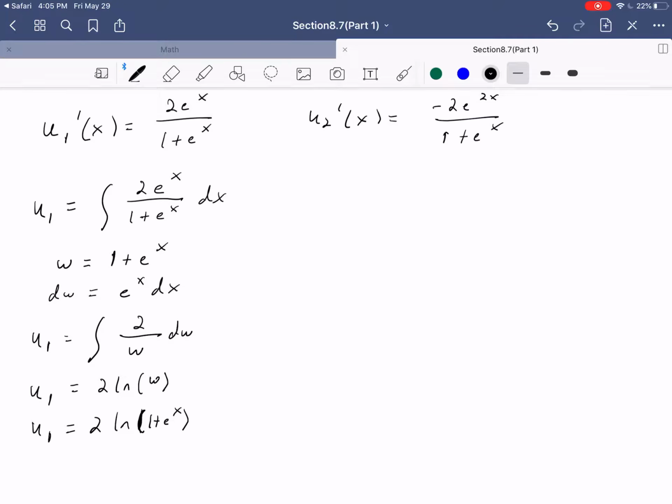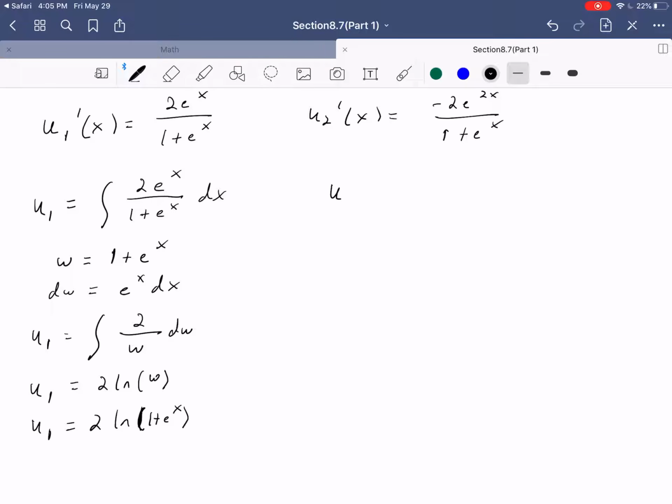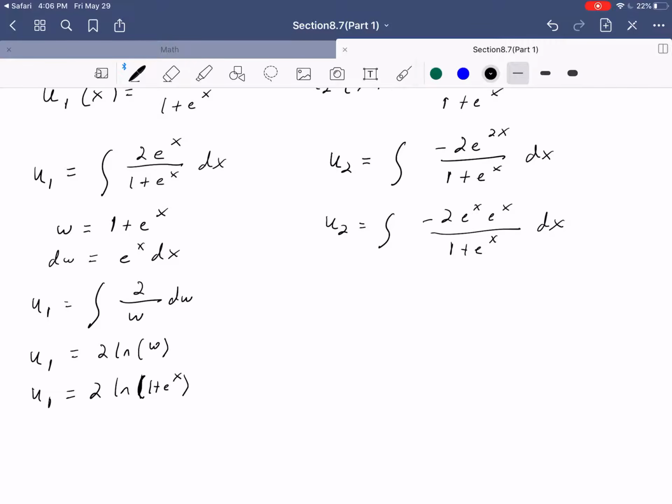Okay. Over here, we'll do the same thing. u2 is supposed to be the integral of negative 2e to the 2x over 1 plus e to the x dx. We'd probably like to sub this as well, so it might be useful to first think about this as negative 2 e to the x e to the x over 1 plus e to the x dx.